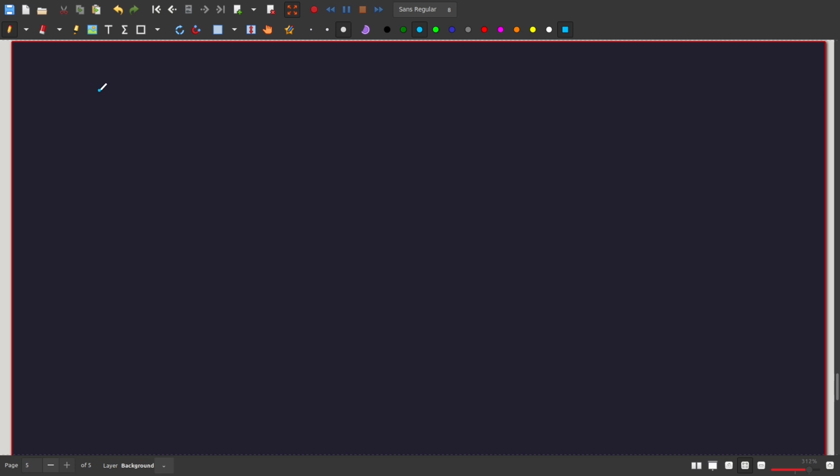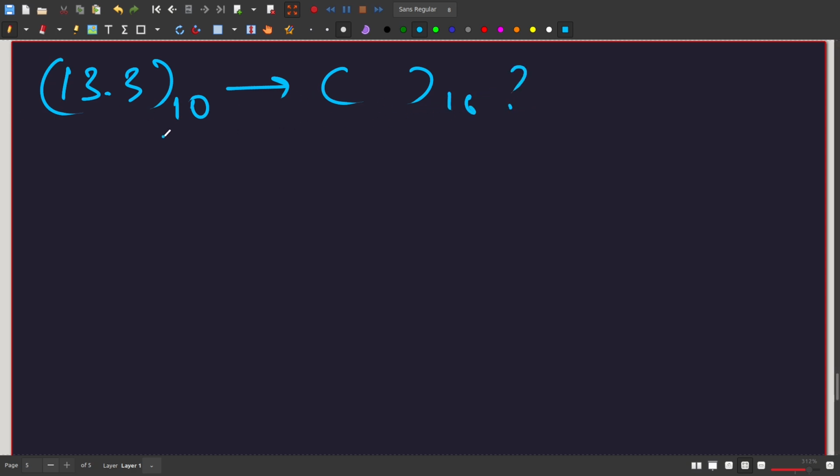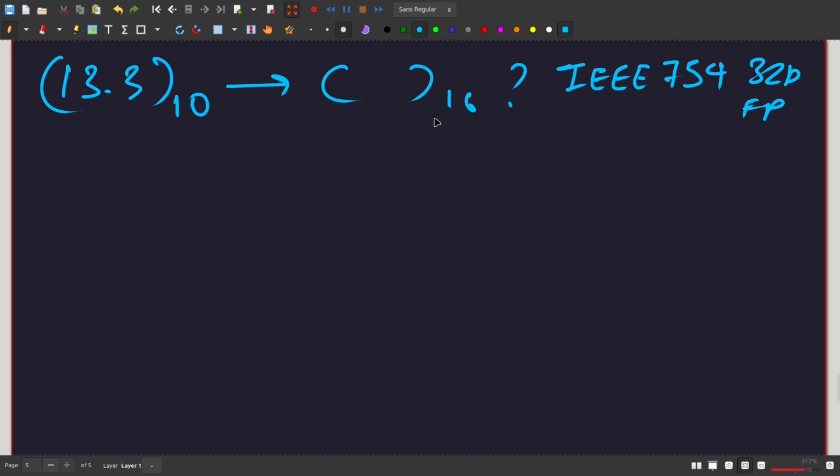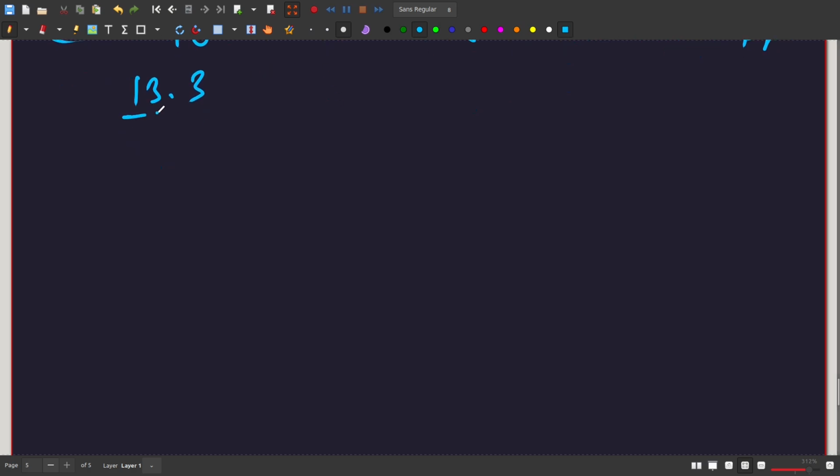Okay, let's move on. This is the more fun one. So this is what we are supposed to convert finally. Now I hope none of that mistake happens again, but yeah. This is what we're supposed to do, and again it's supposed to be in IEEE 754 32-bit floating point. You get the story, right? So let's do this now. The value that we have is 13.3, so we'll have to deal with the parts separately. So let's start with the 13.